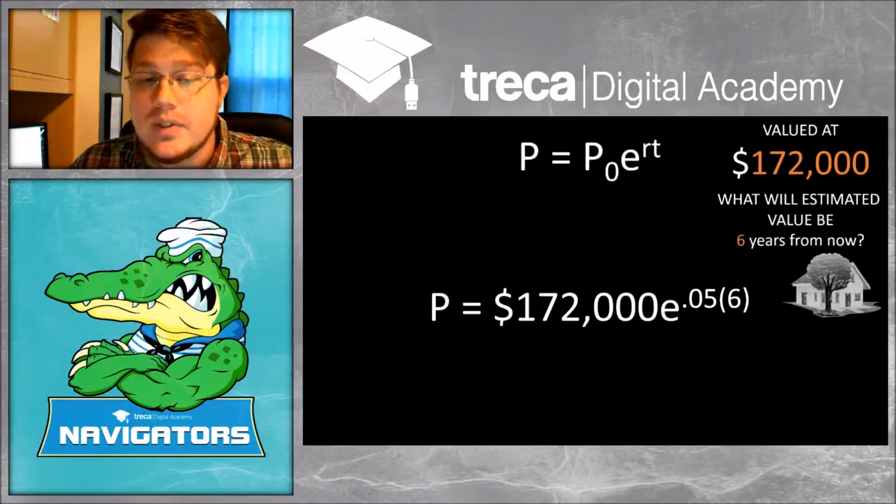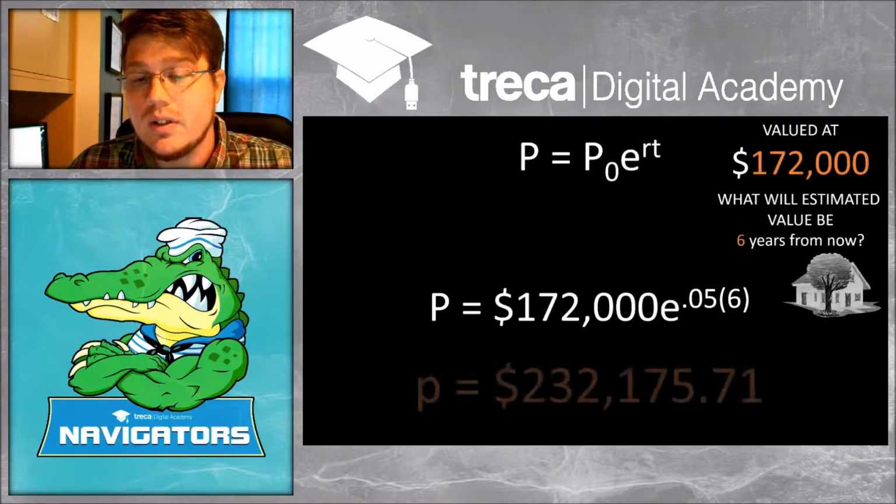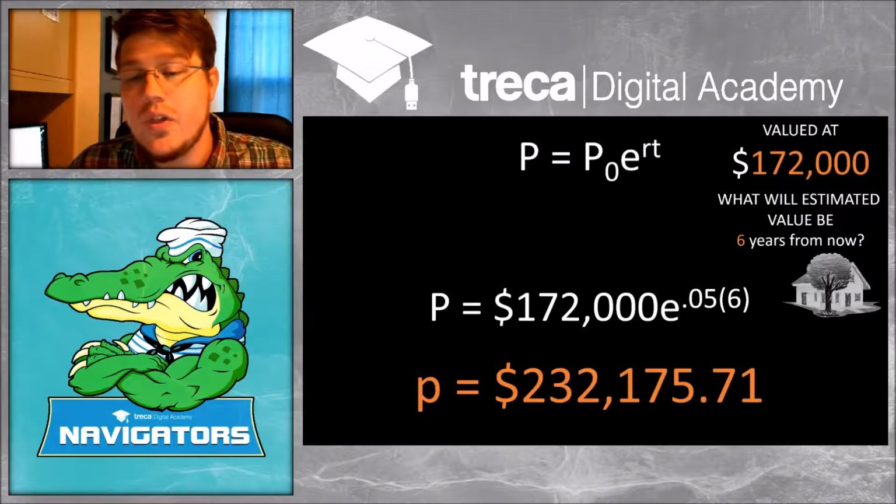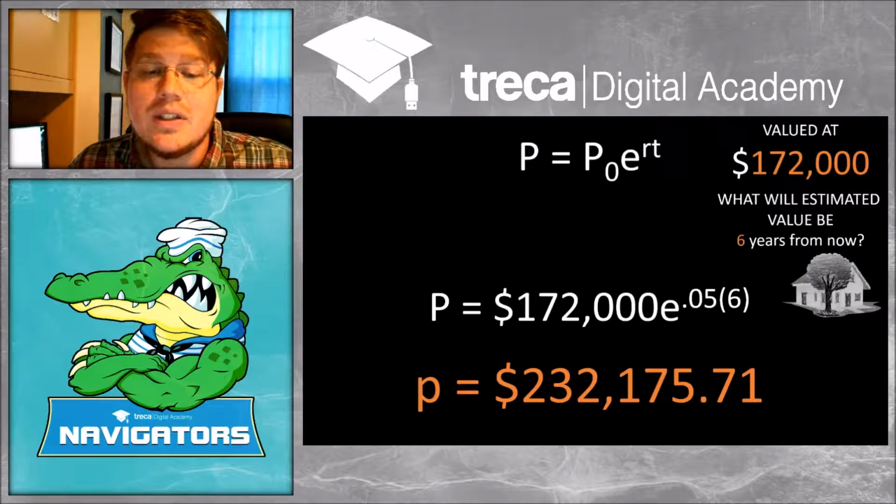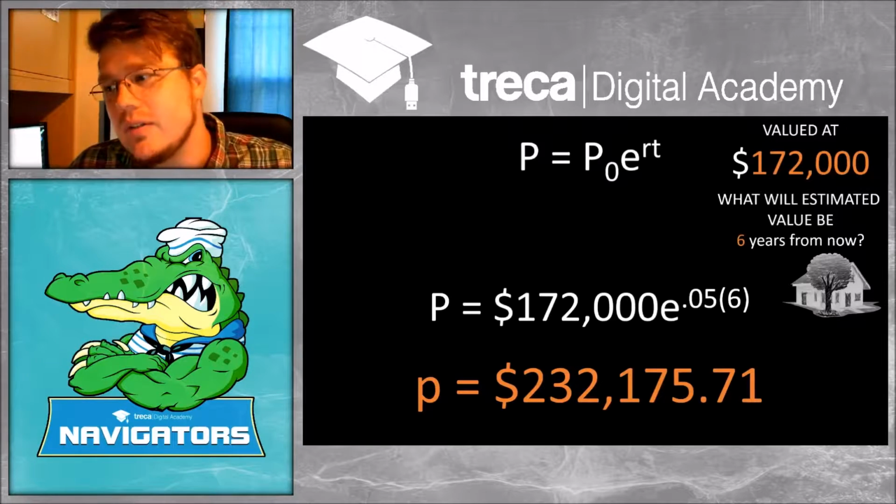We can just type this into our calculator and find out what the house will be worth. And it's more than $232,000. That's about $60,000 worth of growth. And that's amazing for your neighbor.